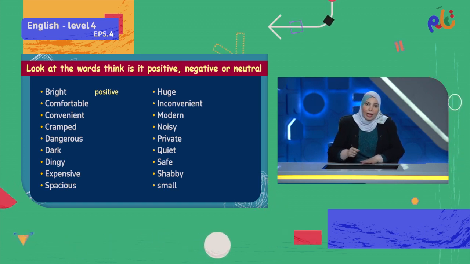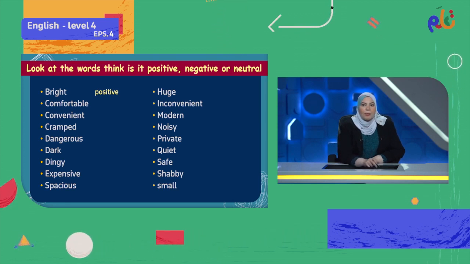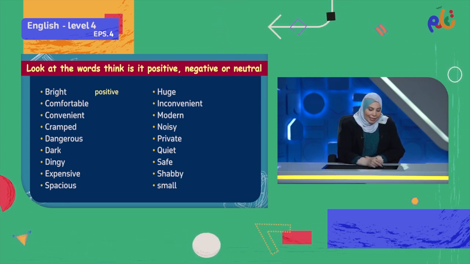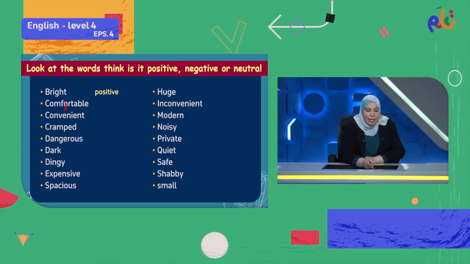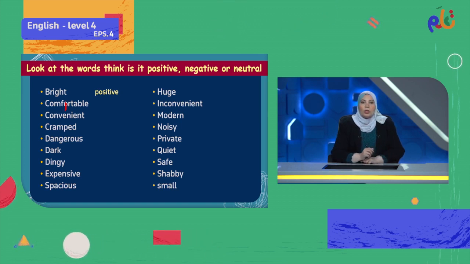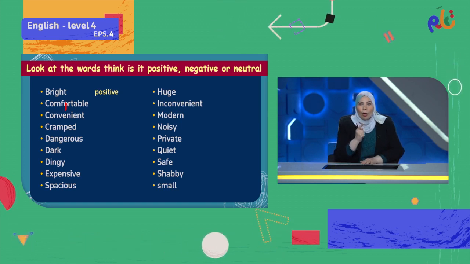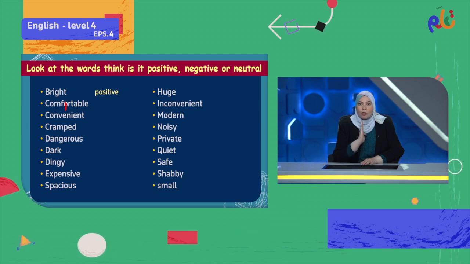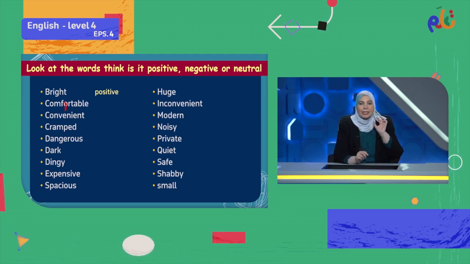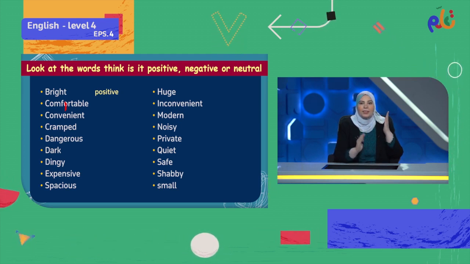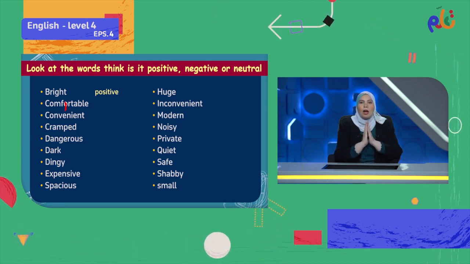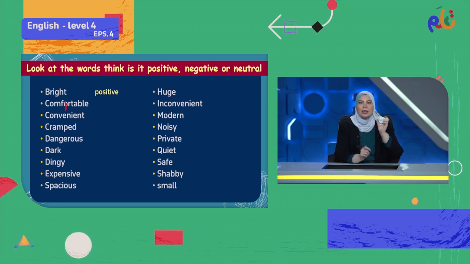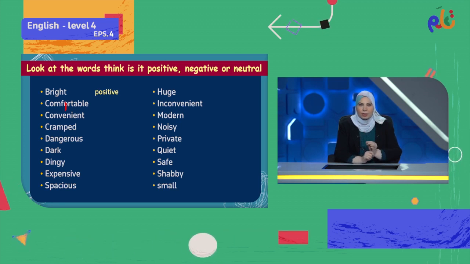The second word that we have is comfortable. And here we have a silent letter, which is the O. We don't say comfortable with a clear O. The O is silent, so it's comfort, comfortable, comfortable.